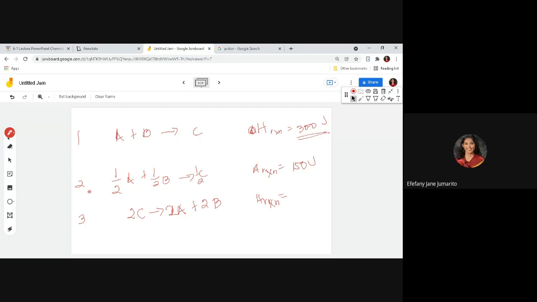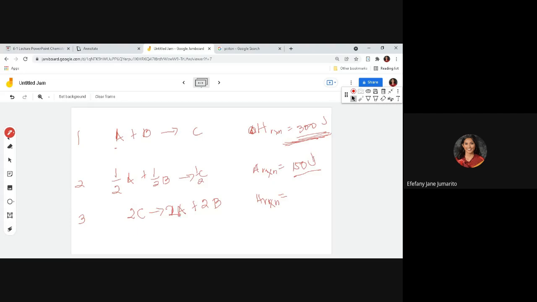Now, going back to number two, it's the same reaction. It's reactant A and B, then it yields C. What happened there is the amount. The amount of A needed is 1/2. So 1/2 of A, then 1/2 of B, and then 1/2 of C. So that's why if it's 1/2, then the enthalpy needed will be a half also. So that's why we have the enthalpy of number 2 is 150 joules.